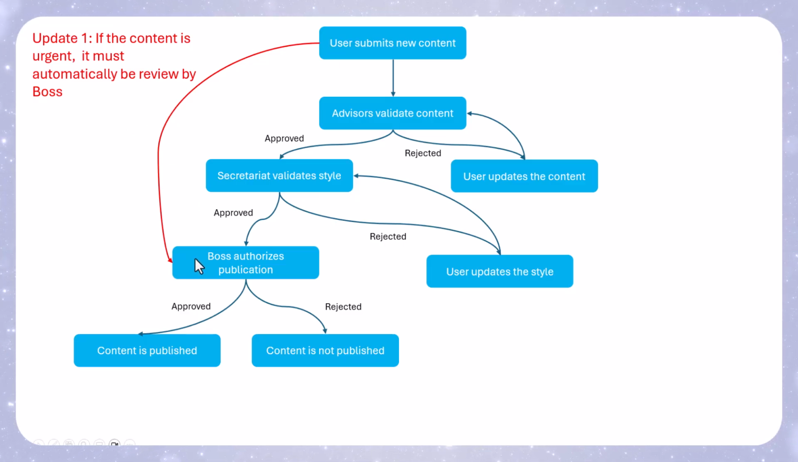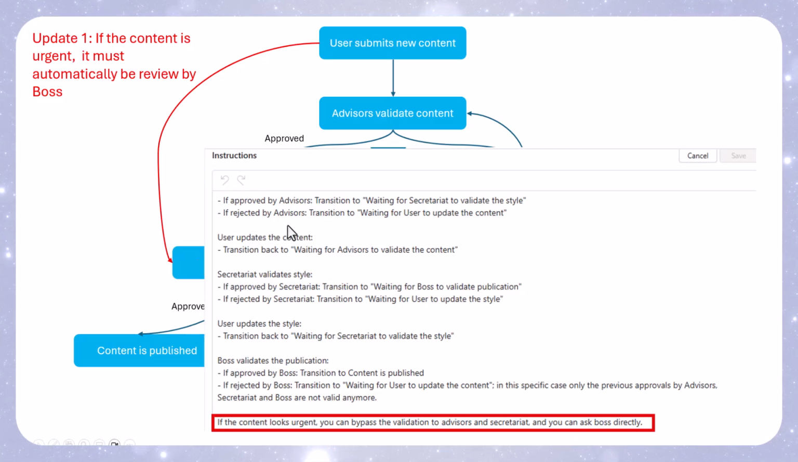I didn't have to change my code. What I had to change was my instruction. At the bottom of my instruction, I put this: if the content looks urgent, you can bypass validation through advisor and secretariat. You can ask the boss directly. This is the programming language. English is the programming language. Natural language is the programming language. I didn't have to change anything else. It worked.